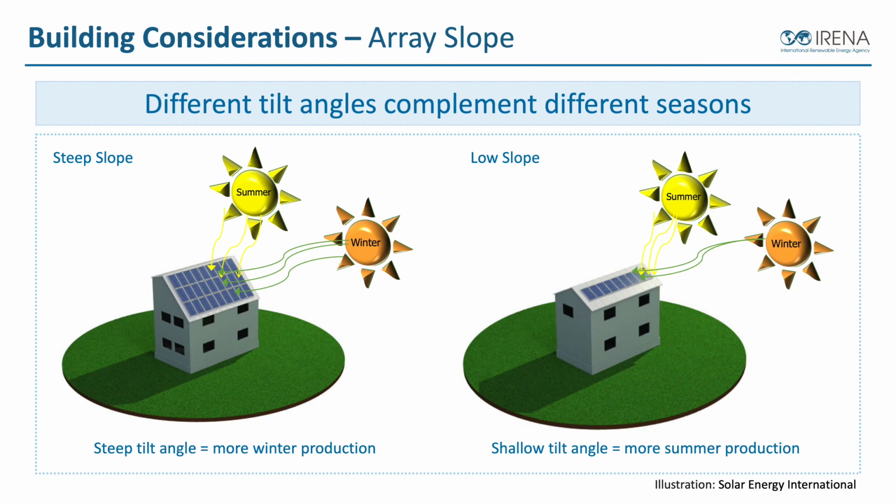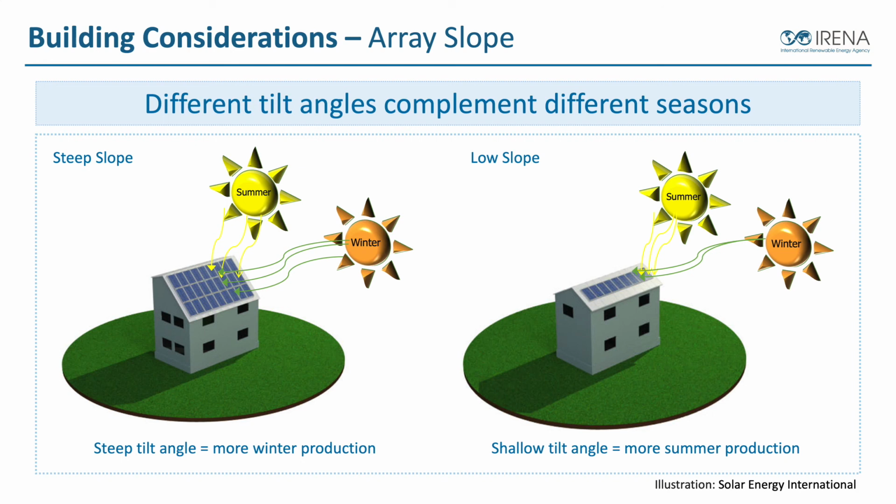This is just another look here at these different tilt angles and basically how they complement different seasons. So we see that the steep slope roof, and I know I've mentioned this before, but just to be clear, the more perpendicular or direct the sun is to the surface of the glass of the solar array, the more power that we get out of it. So that's why we see the tilt angle of the solar array and the location of the sun in the sky. Those two together tell us when we're going to produce more energy.